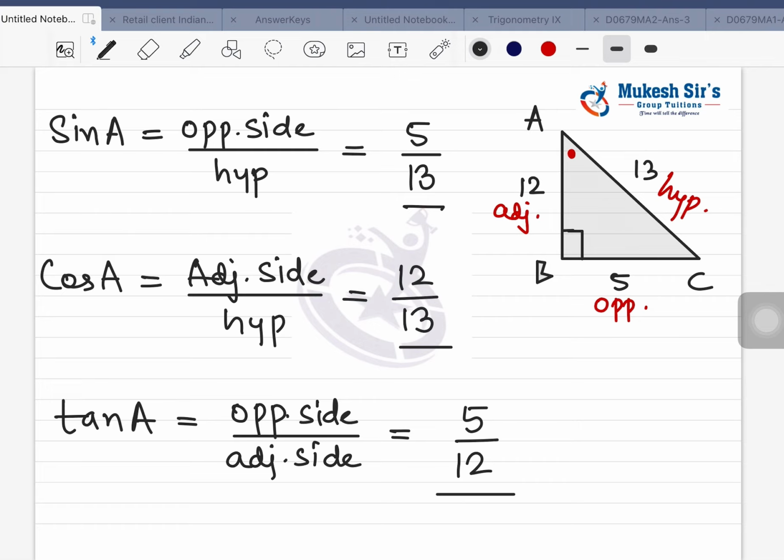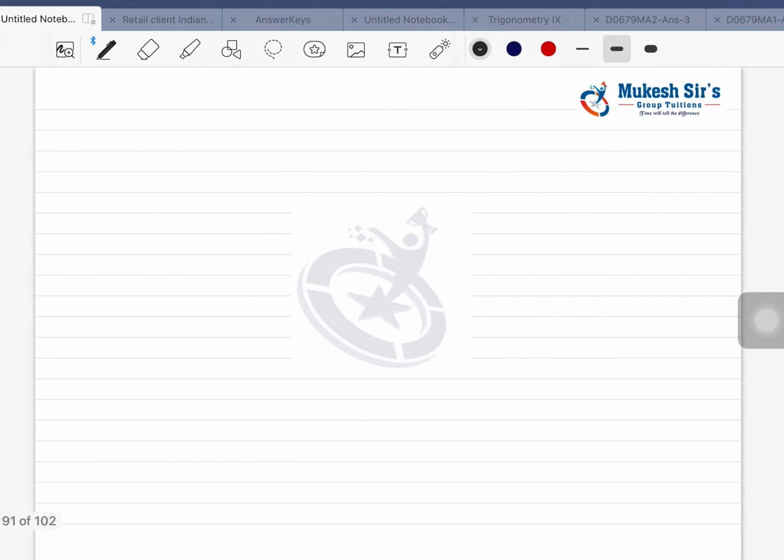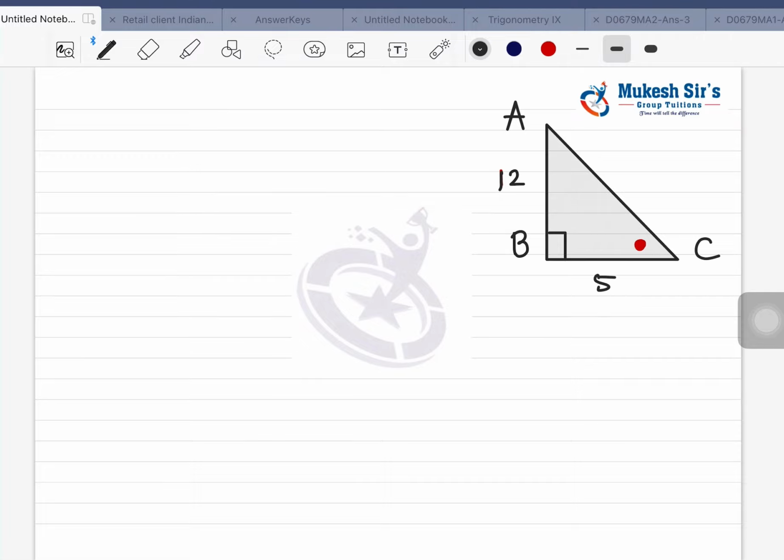Then the question also asks for sin C, cos C and tan C, right? So we need sin C now. Suppose I draw the same diagram to make you understand. You don't have to draw the diagrams again and again in the exams, okay? This is just to make you understand. So in triangle ABC, now if I take angle C, this is given 12, this was 5, and this is 13, right? Now C's opposite side is this, adjacent side is this, and this is the hypotenuse, right?